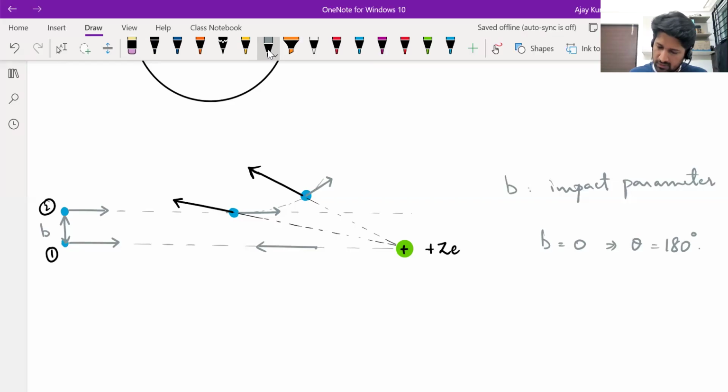So you will see it following a path somewhat like this. The original direction in which it was traveling is this, and the final direction in which it is going is somewhat like this. This is the angle of deviation for that particle. And you can see it's less than 180 degrees. So as the impact parameter increases, the deviation decreases. Okay. So this is the path followed by one of the alpha particles.